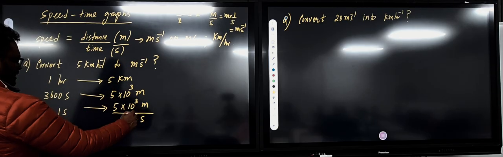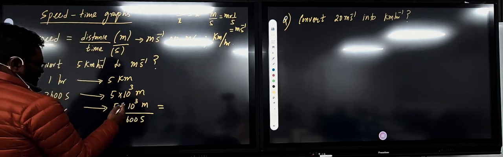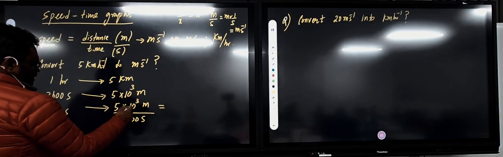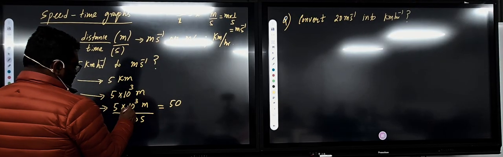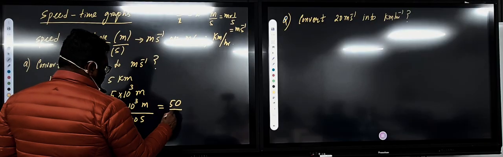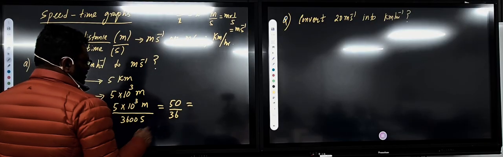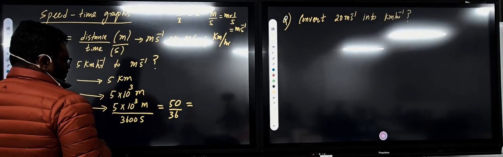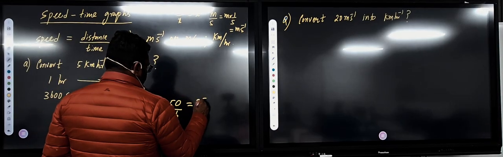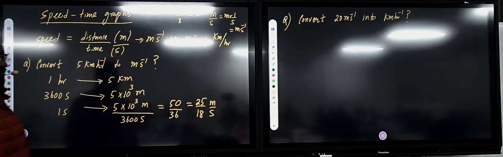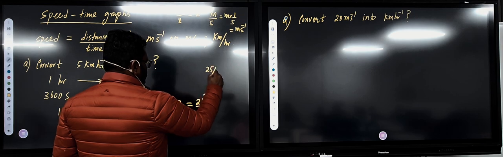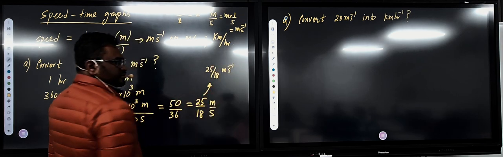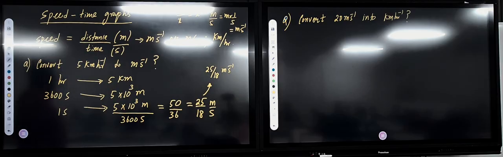So now you can see meter per second is already set here. These two zeros gone. So it's going to be 5 with one other 10 is 50, divided by 36, and if you divide by 2, that is 25 divided by 18 meter per second. That's all. That's how you do it.